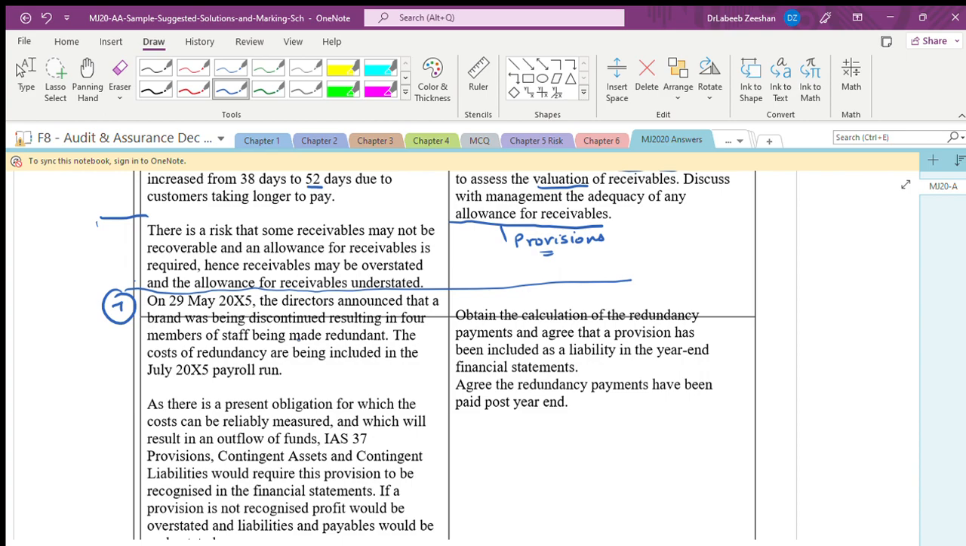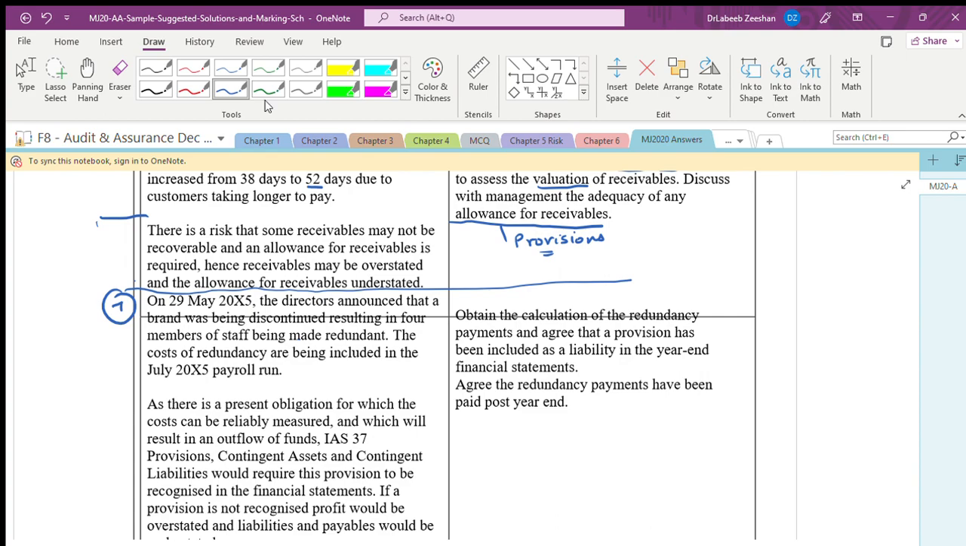See, what usually happens whenever you are removing some staff member, they say that yes, we are giving 3 months notice, we are giving 3 months pay. Is that the condition, that you have to pay? If you are removing instantly also, you have to give 3 months pay package to them. That is what it says. That means they are not allocated any work. They have been discontinued, resulting in 4 members of the staff being made redundant. The cost of redundancy is included in the payroll. Obtain the calculations of redundancy.